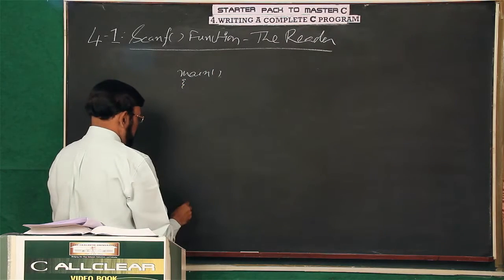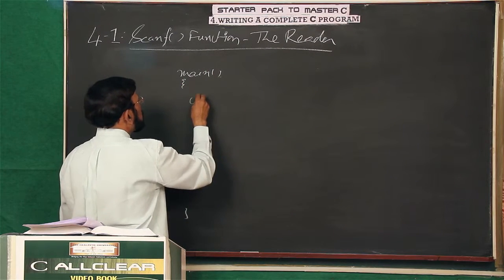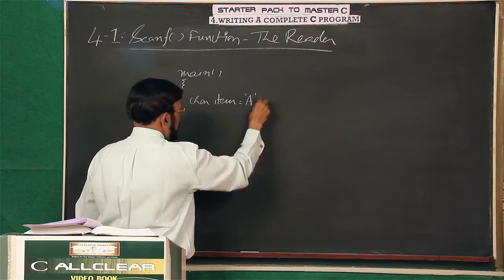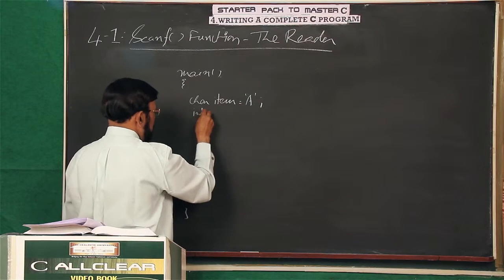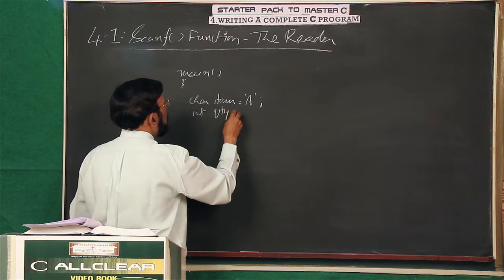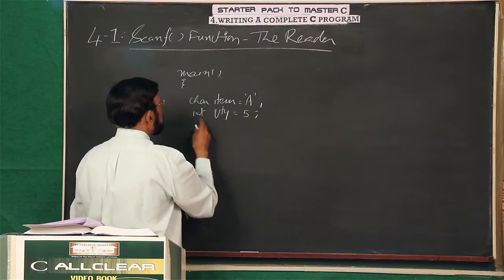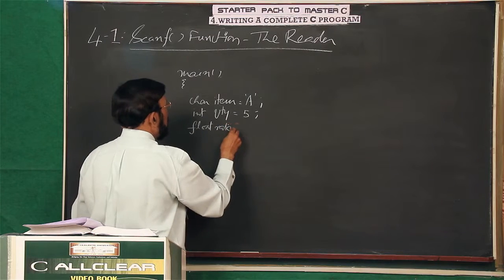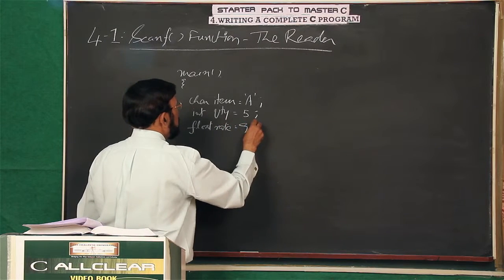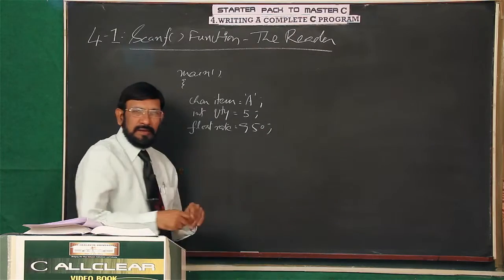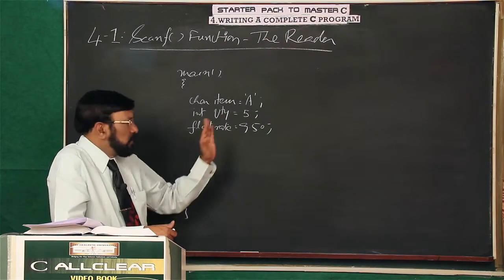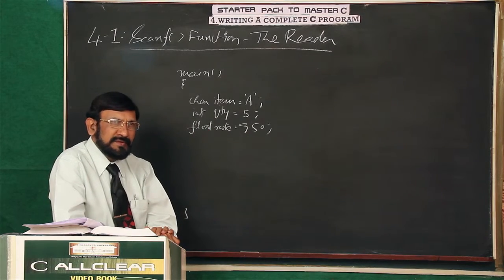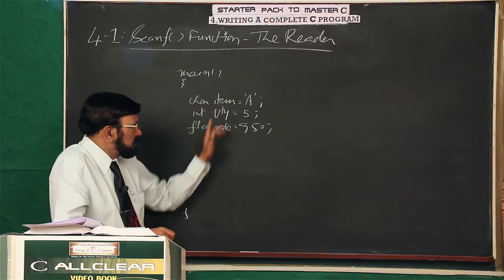in our programs, what we are doing, suppose char item a, int quantity 5, float rate 9 rupee 50 paise. In this manner, we are initializing, or we can assign. Because of this reason, this program is meant for this input only.